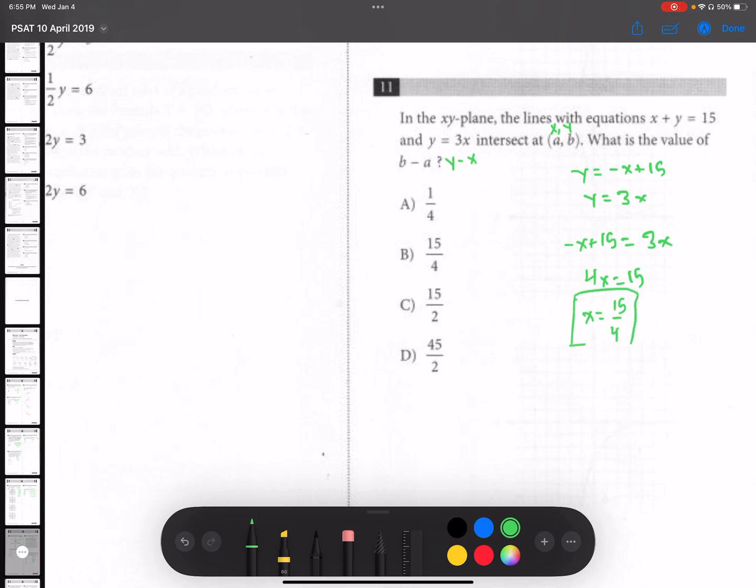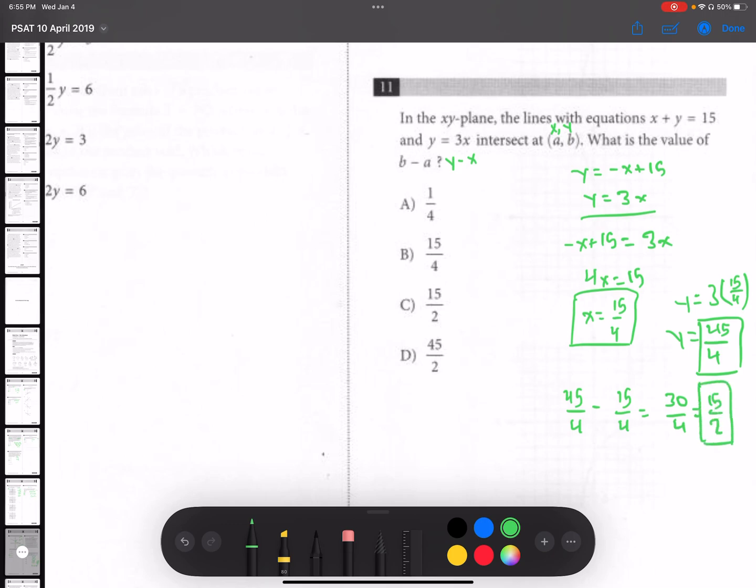So that's our x value. And we take y is equal to 3 times, we can substitute into that equation, 15 by 4. y is equal to 45 by 4. And you cannot simplify that. So we have our x and y. Now we have y minus x, which is 45 by 4 minus 15 by 4. That should give us 30 by 4. Further simplified would be 15 by 2. So that's our answer, which means C should be the correct answer.